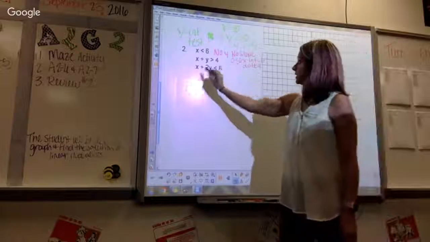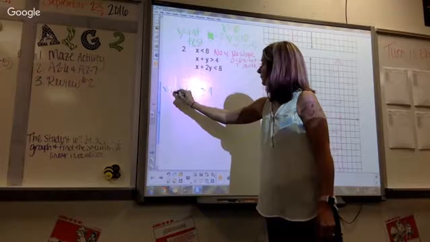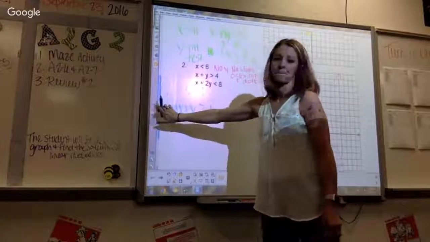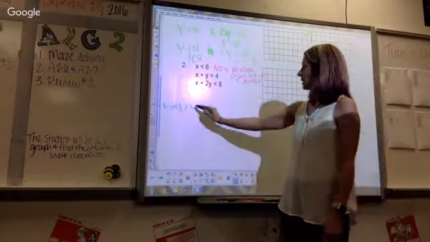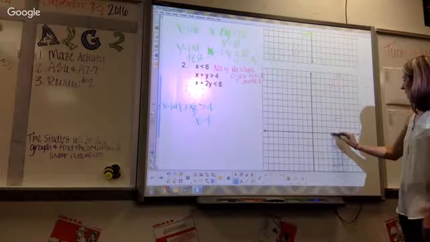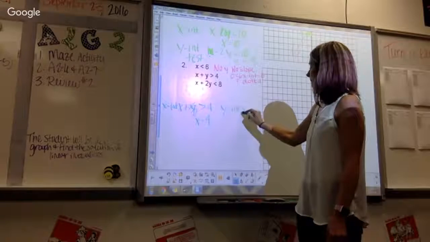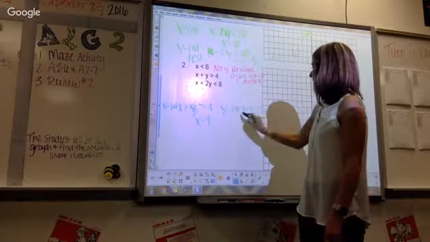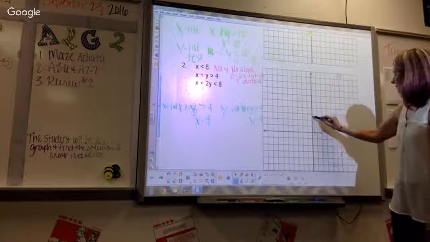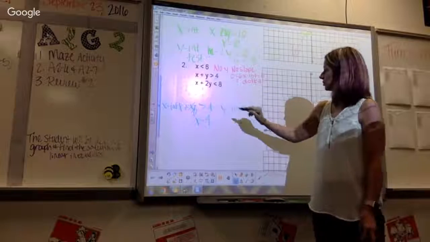Okay, so then we're going to look at our second inequality. I'm going to find the x-intercept. And so we know y is 0, so x would equal 4. And then the y-intercept, cover up x, y would equal 4. And notice it's not equal to, so it's dotted.